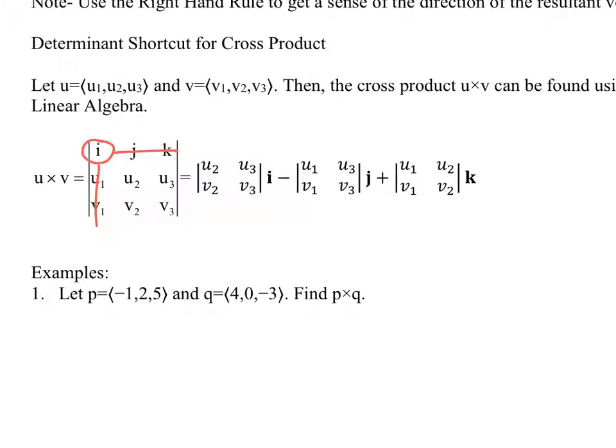So really, as long as you know to set up your matrix this way, then these are going to build themselves. And then it's the question of what do we do with that? So I'm going to take you through an example and you'll see. We're finding the cross of P and Q, sorry. I, J, K. -1, 2, 5, 4, 0, -3.